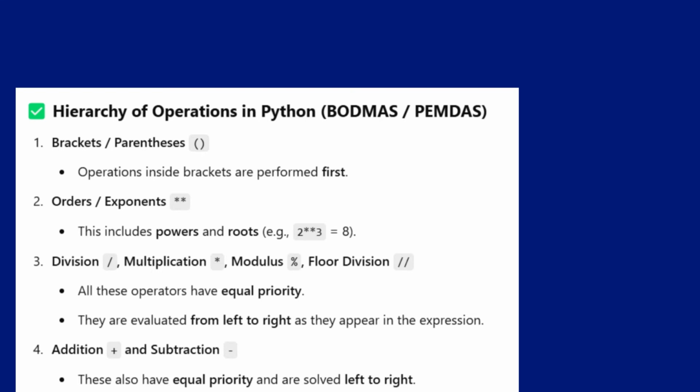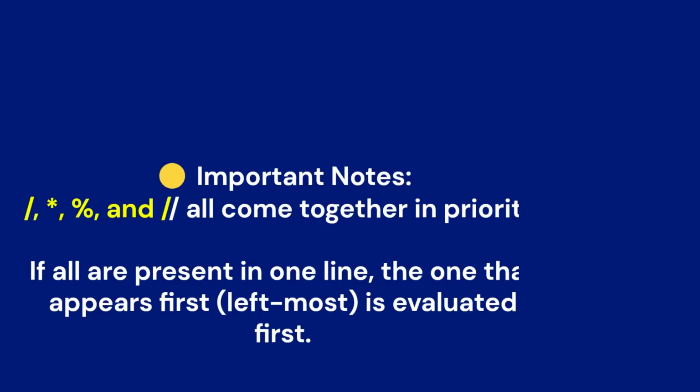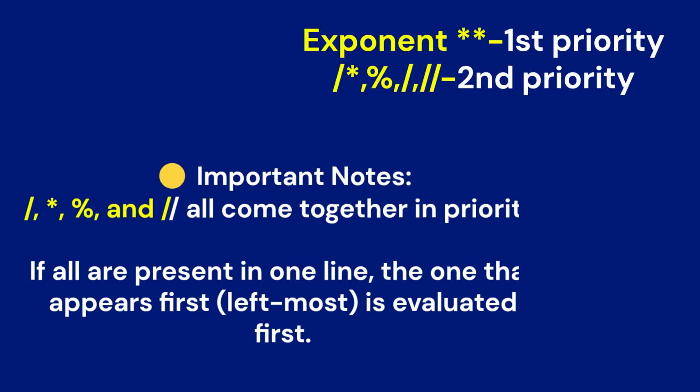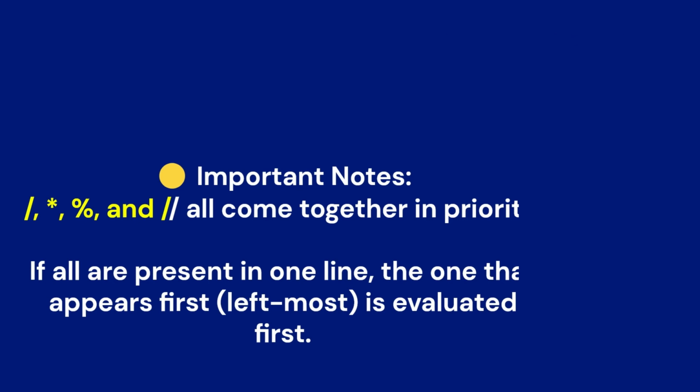3. Division, multiplication asterisk, modulus percent, floor division. All these operators have equal priority. They are evaluated from left to right as they appear in the expression. 4. Addition plus and subtraction. These also have equal priority and are solved left to right. Important notes. Division, asterisk, percent, and floor division all come together in priority. If all are present in one line, the one that appears first, leftmost, is evaluated first.